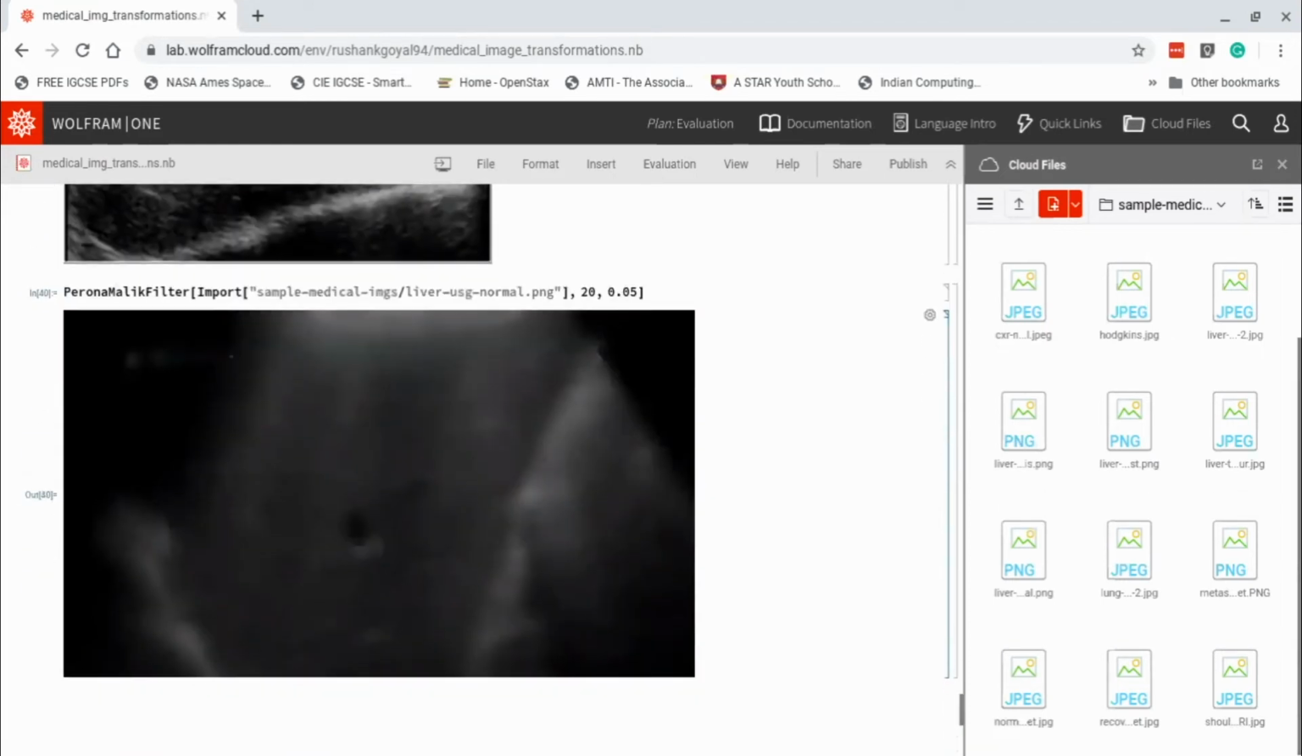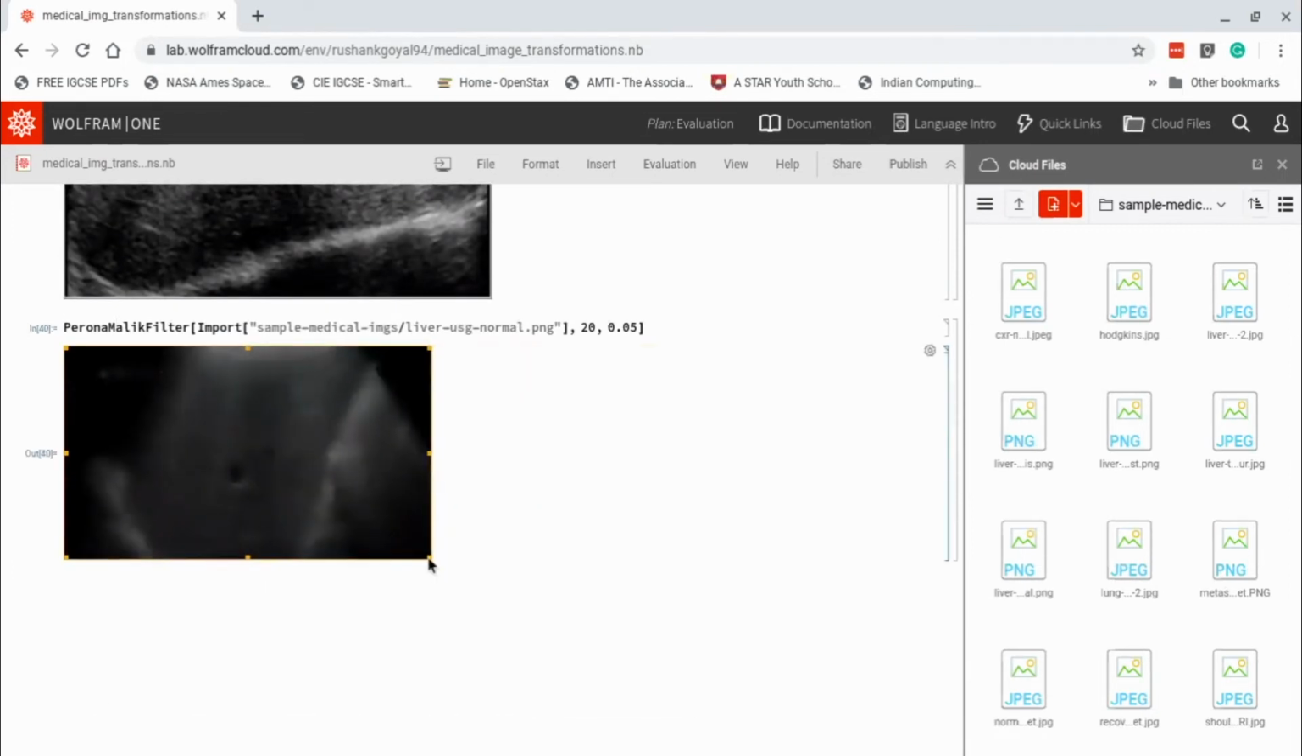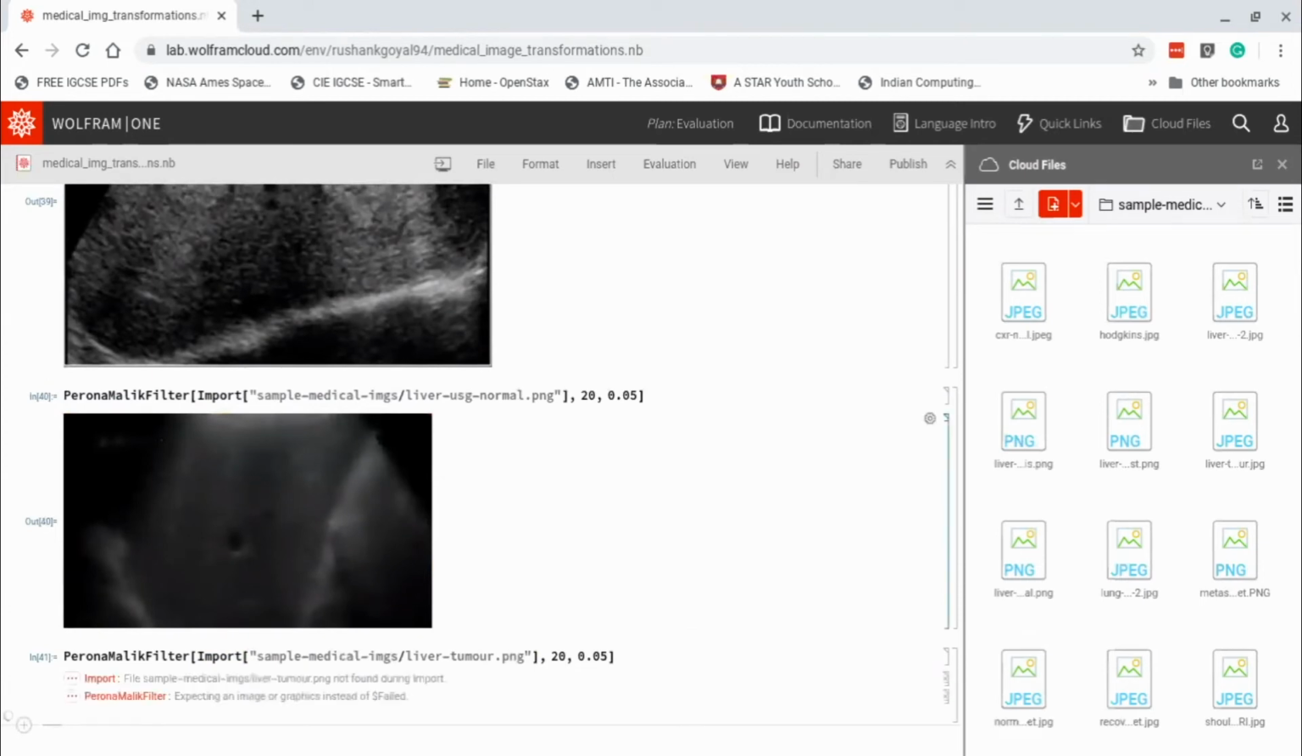Okay, but as you can see, this has become more blurred. And now any normal person would say, how does that help? That just makes the image more blurred, which is kind of true. However, now if you go to the one with the tumor and apply the same transform, also okay, it's JPEG.